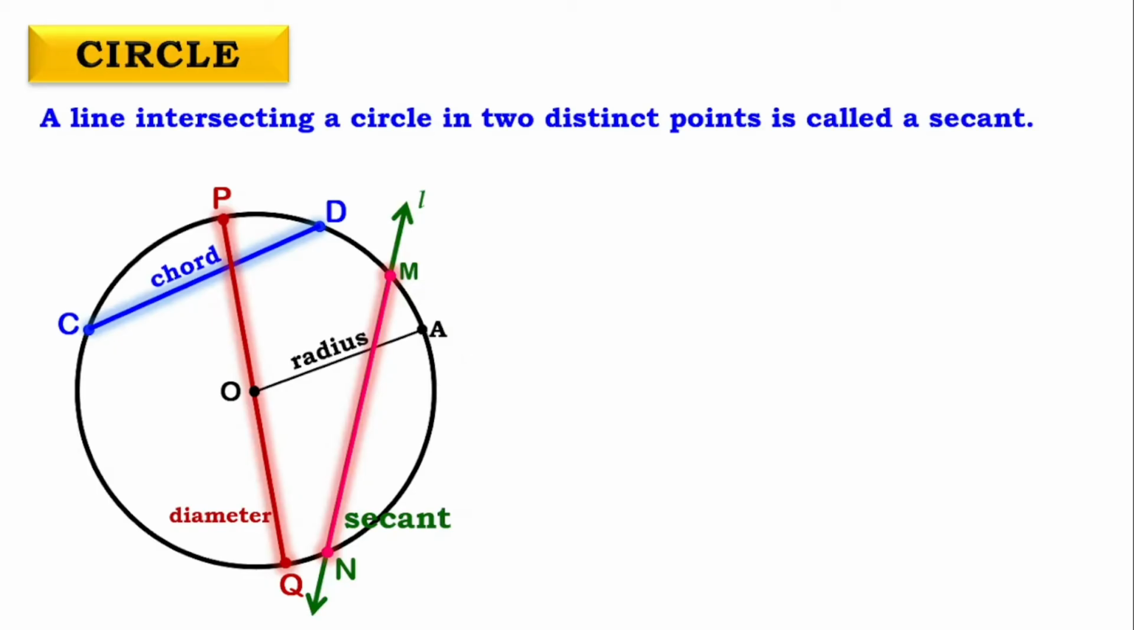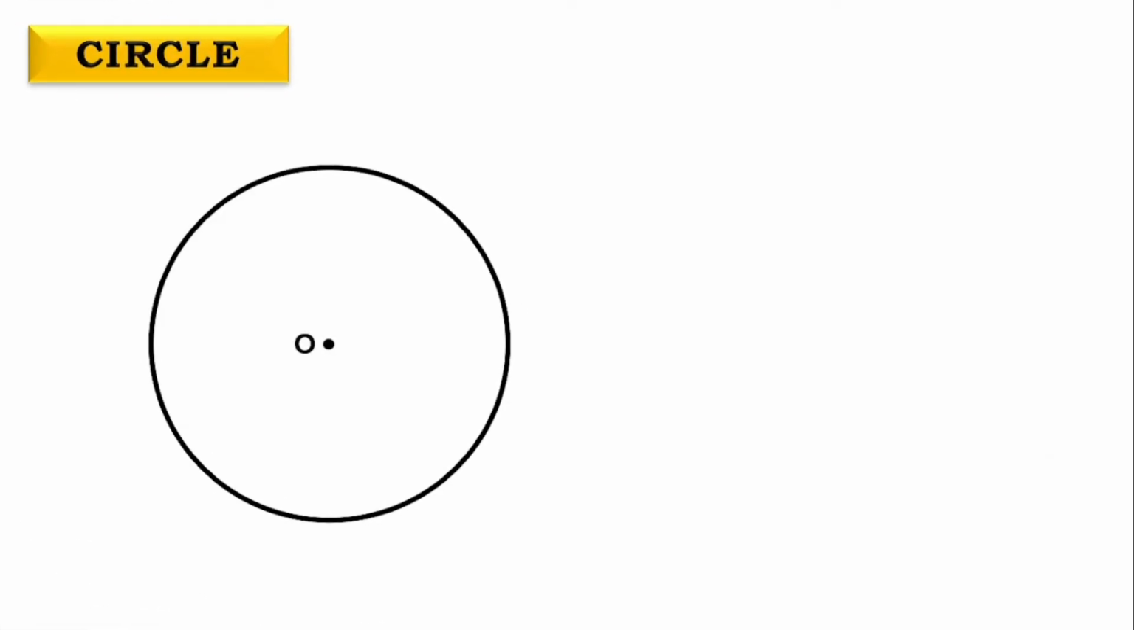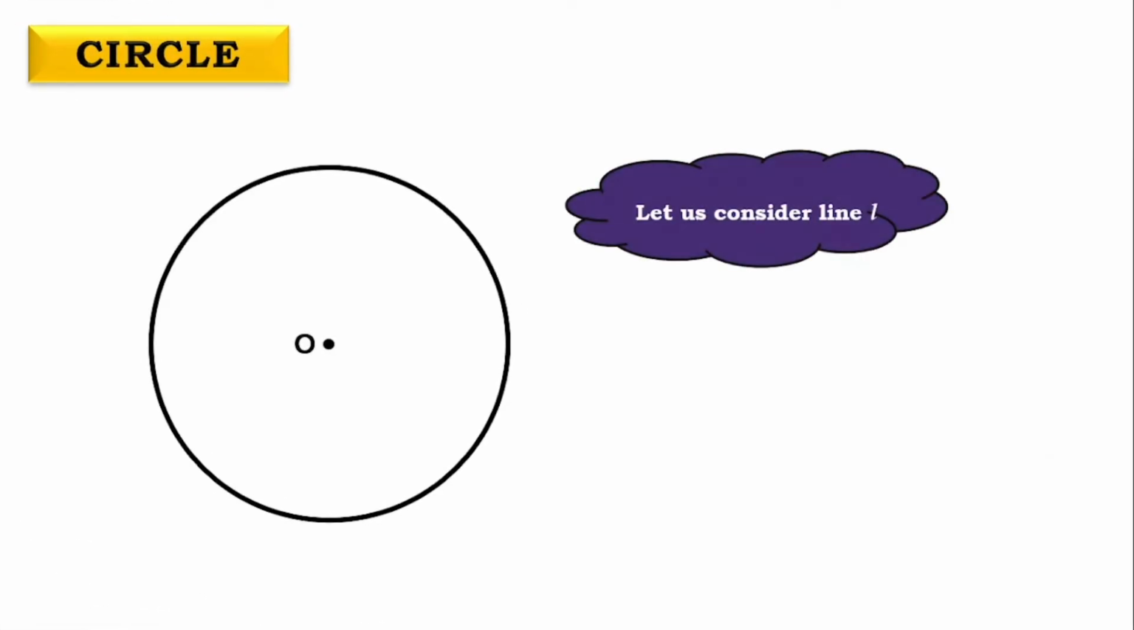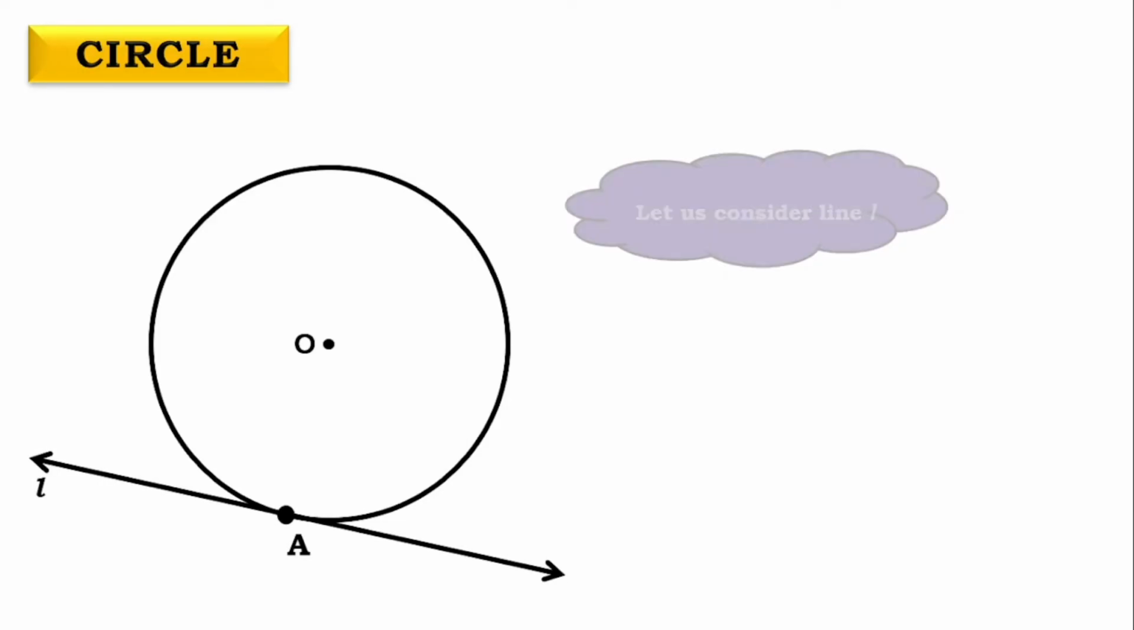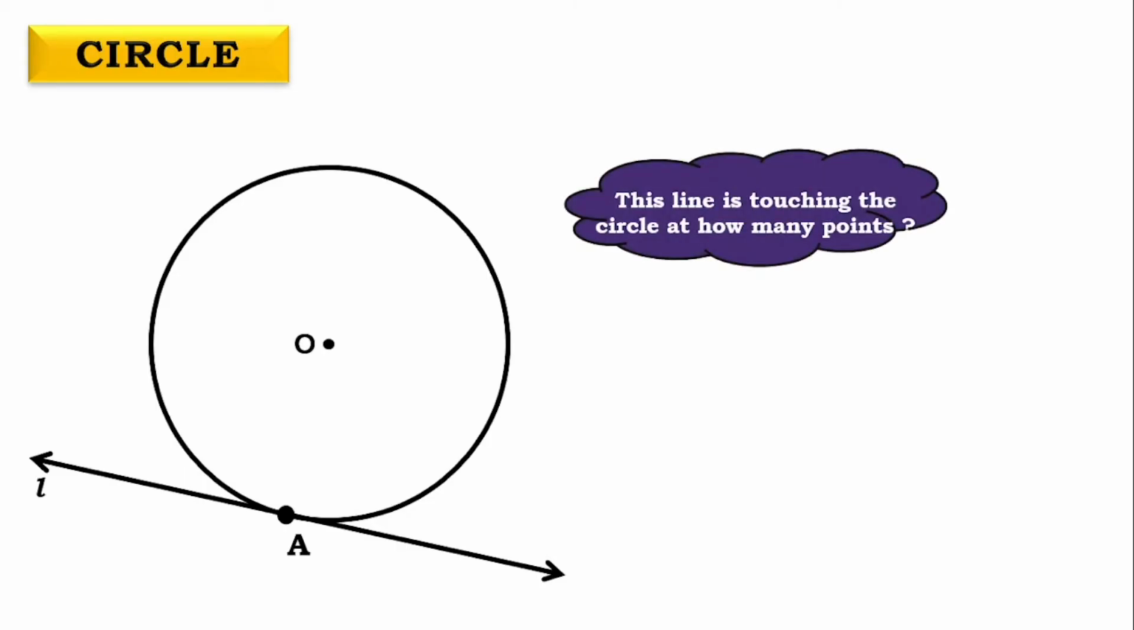Now let us understand what is a tangent and a tangent segment. This is a circle with center O. Let us consider a line L. So this is line L and this is point A. This line is touching the circle at how many points? At only one and only 1 point. So this line L is touching the circle at only one point.